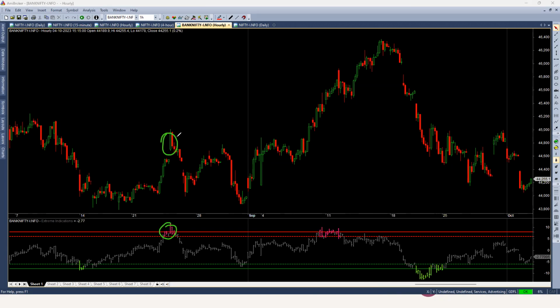So that is with Turbo RSI, Turbo EMA, and extreme indications. Extreme indications can be used across time frames. Only on the monthly time frame, you have to change the value to 10.